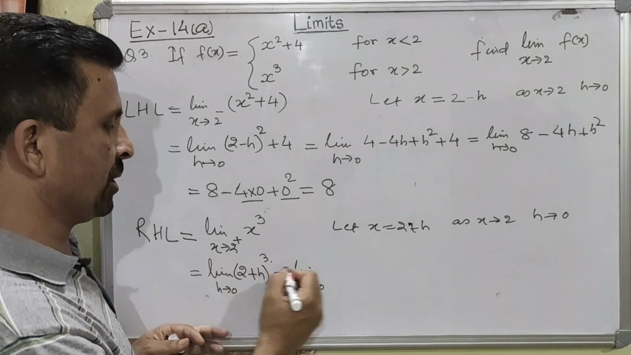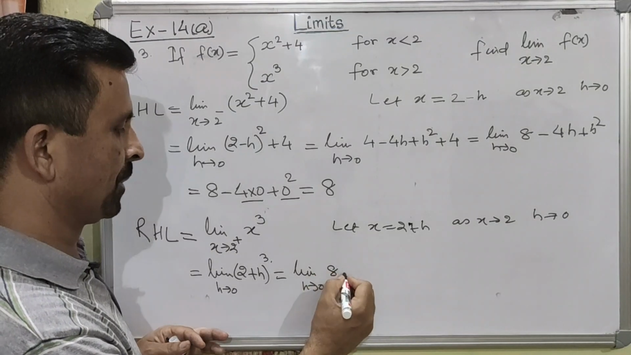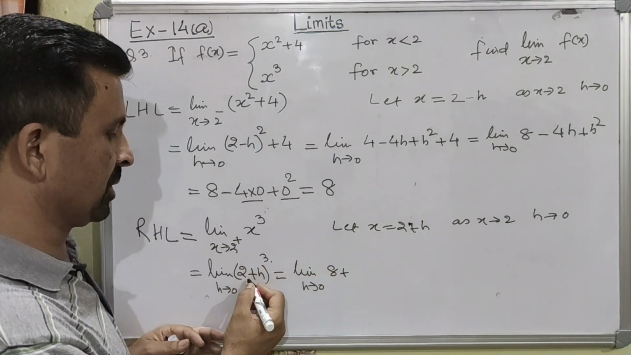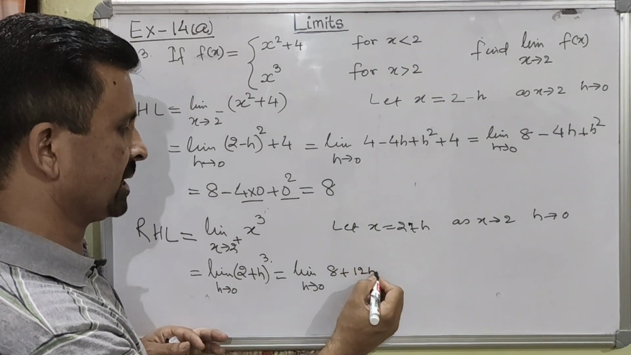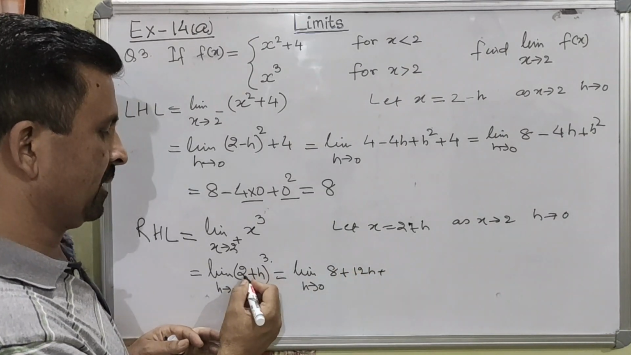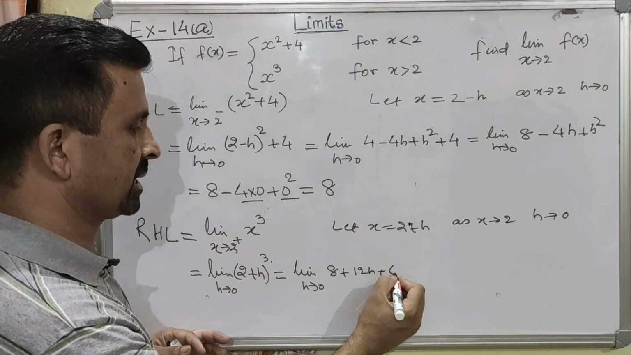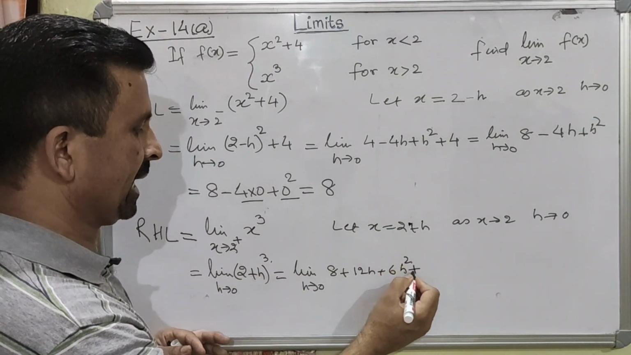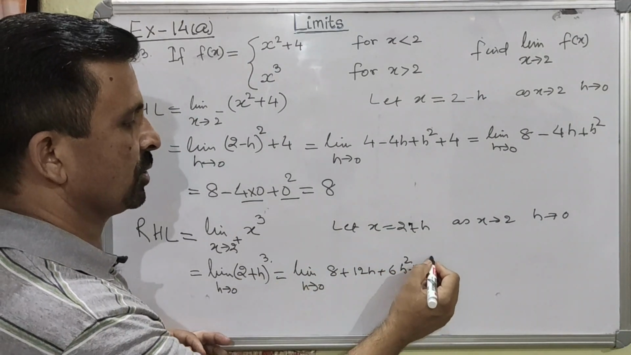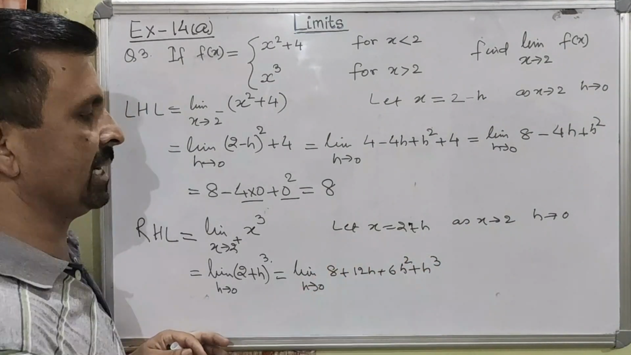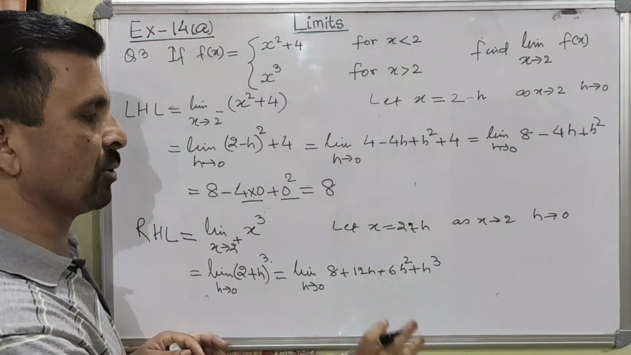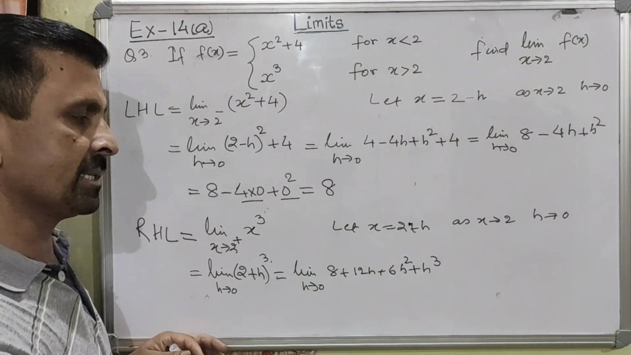So a cube means 2 cube means 8, plus 3a square b. So 3 into a square means 4, so 3 4s are 12, and then h, plus 3ab square. So 3 2s are 6 and h square. So 6h square, and then h cube. So your function is now simplified. After it is simplified, you have to check if there is any like term. But here unfortunately there is no like term. That means this function is already simplified now.